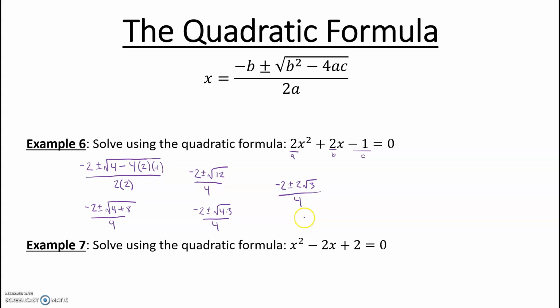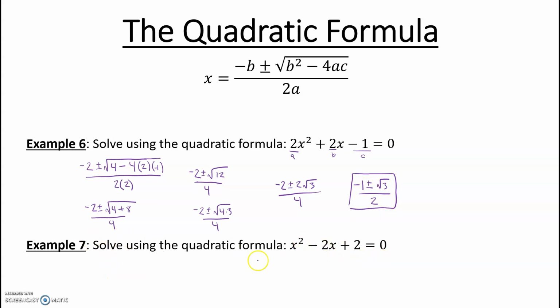And then last but not least, do go ahead and divide. So these are all divisible by 2. So we've got negative 1 plus or minus 2 root 3 divided by 2 is root 3. And 4 divided by 2 is 2. And there's your two answers. So it's negative 1 plus root 3 over 2 and negative 1 minus root 3 over 2.